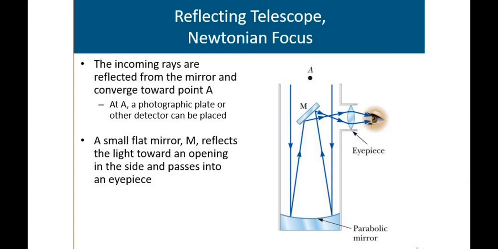Here the reflecting telescope is presented. We see a parabolic mirror here. We see this small mirror, a plane mirror, and we have an eyepiece.